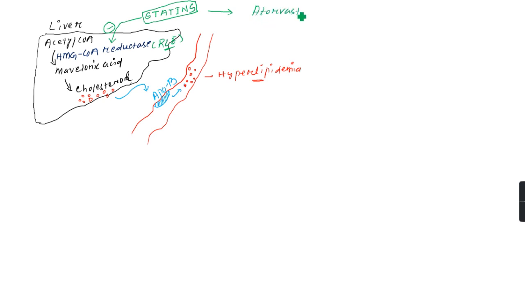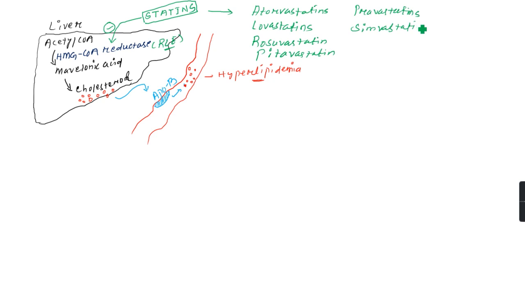The statins are atorvastatin, lovastatin, rosuvastatin, pitavastatin, pravastatin, simvastatin. Atorvastatin is the commonly used and more potent drug, which is basically used for different pathological conditions that I will discuss in that particular section. So this is one important class of drug.